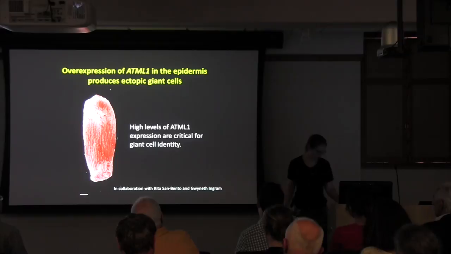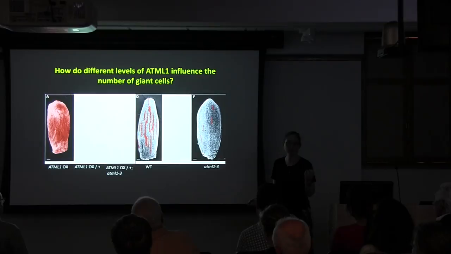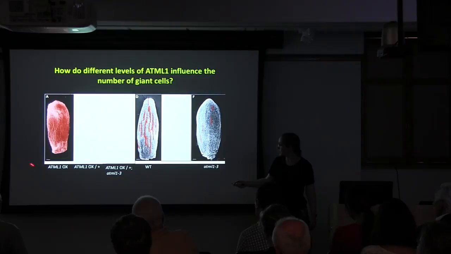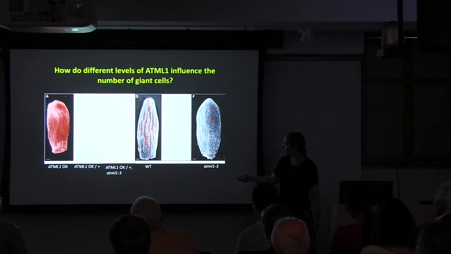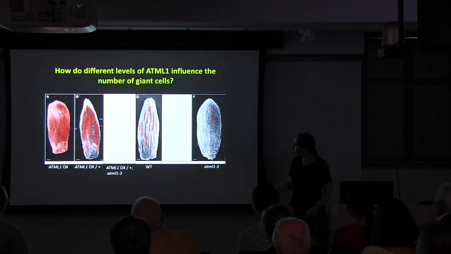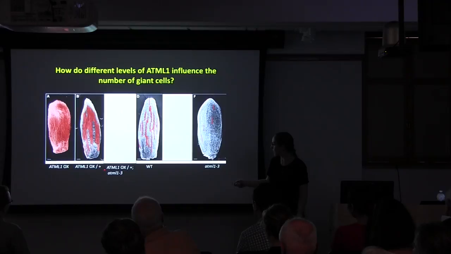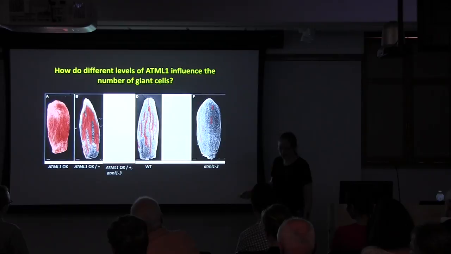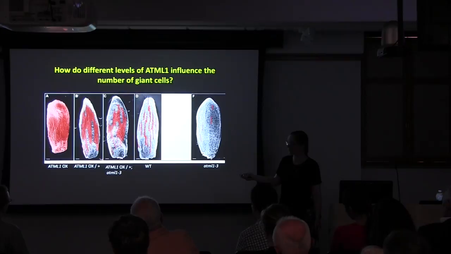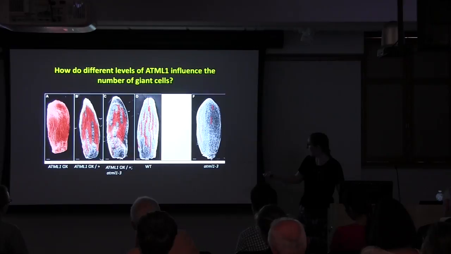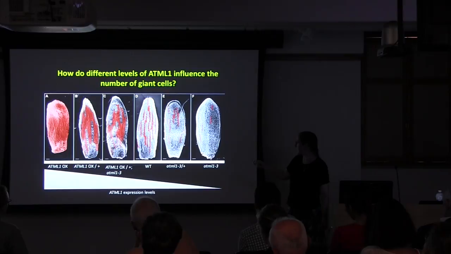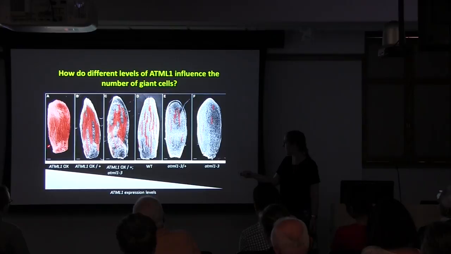So Heather explored this further and asked the question, how do different genetic levels of ATML1 influence the number of giant cells? I've just shown you that ATML1 overexpression makes sepals with all giant cells. If we reduce the level of ATML1 by making the transgene heterozygous, we still find a lot of giant cells, but now a few cells escape and become small cells. So reducing ATML1 reduces the number of giant cells. We can take this a step further by removing the endogenous ATML1 by crossing this into the mutant. In that case, we still have ectopic giant cells, but even fewer of them. And the final test is, if we look at a heterozygous mutant that should have less ATML1 than wild type, we should get fewer giant cells, and that's exactly what we see. So there's a beautiful dosage dependency of the number of giant cells on the genetic level of ATML1.